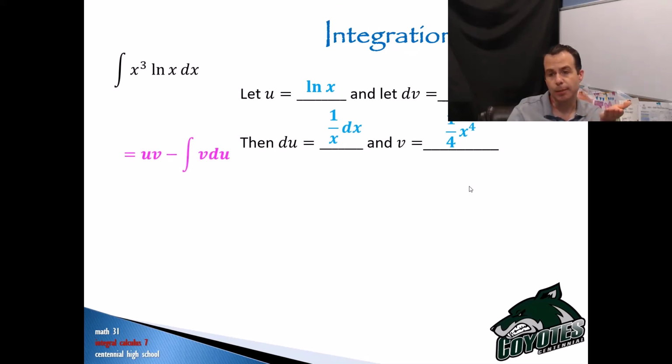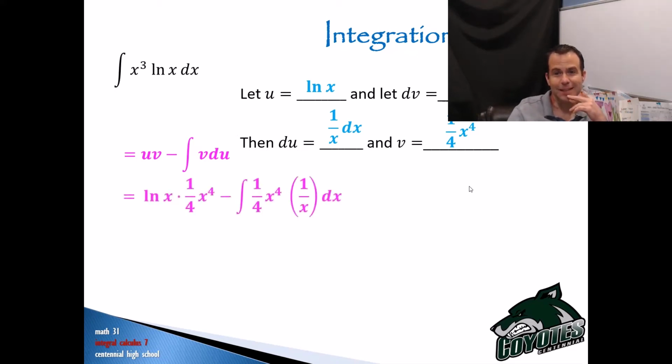Okay, so now I go to my formula and I just plug in everything that I know. I know u, I know v, and I know du. So I plugged everything in. u was ln x, v was 1/4 x to the 4, minus the integration of v, which is 1/4 x to the 4, times du, which was 1 over x dx. Okay, and you can see that my integration works out. I have dx here, and I'm only using x's inside here, so all of that worked out. So that's going to actually be 1/4 x to the 3.